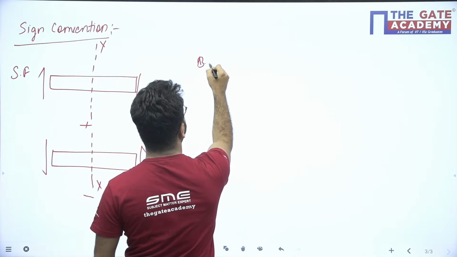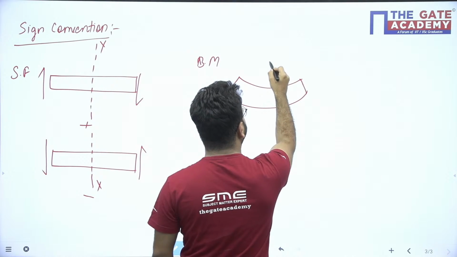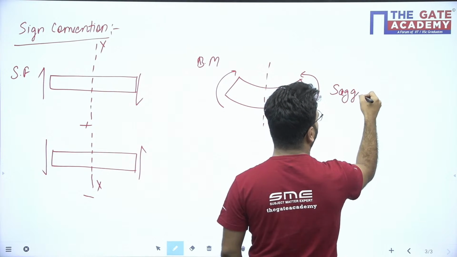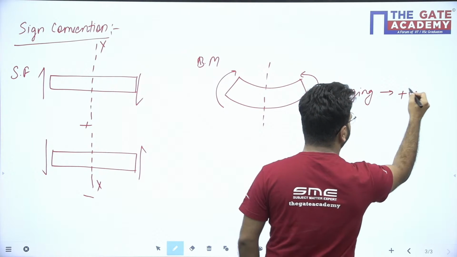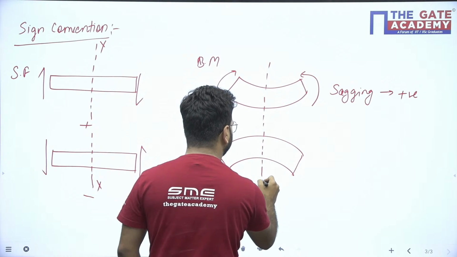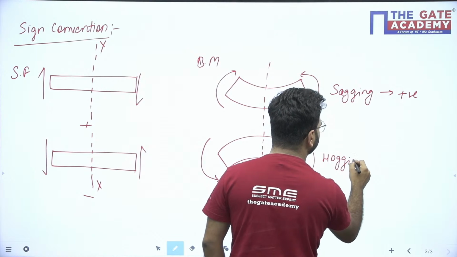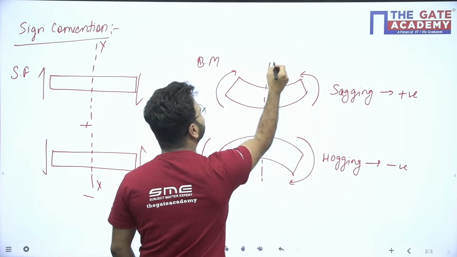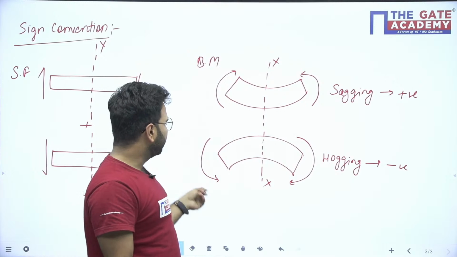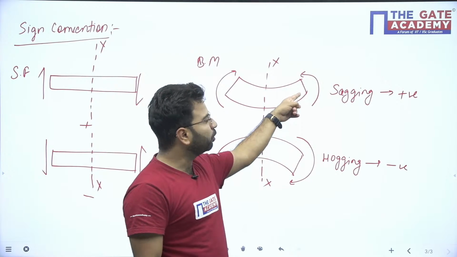Next is bending moment. In the bending moment sign convention, we assume that this is called sagging. Sagging is positive, and hogging is negative. Meaning, again I have one section. If I am seeing the left side of the section, clockwise is positive and anti-clockwise is negative. But if you go to the right side, anti-clockwise is positive and clockwise is negative.